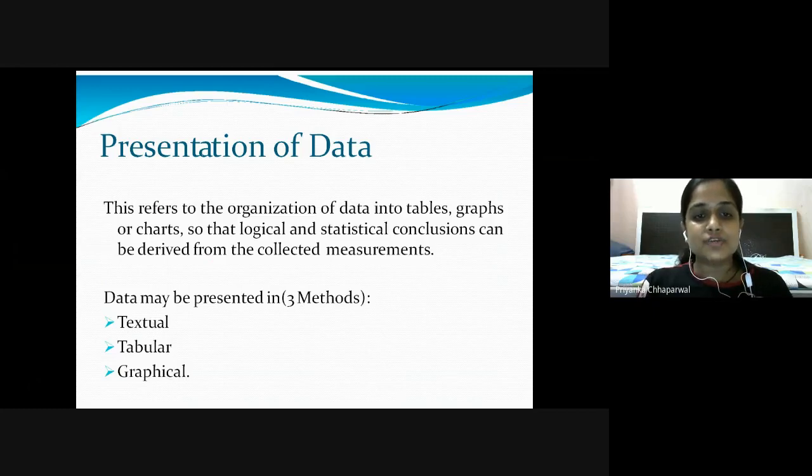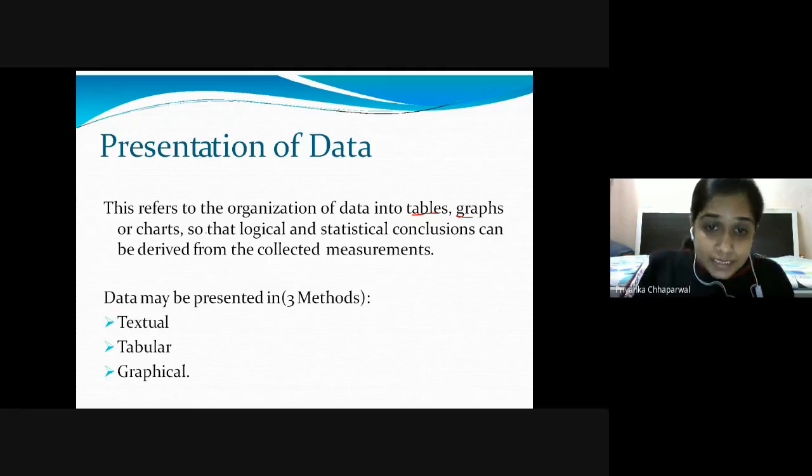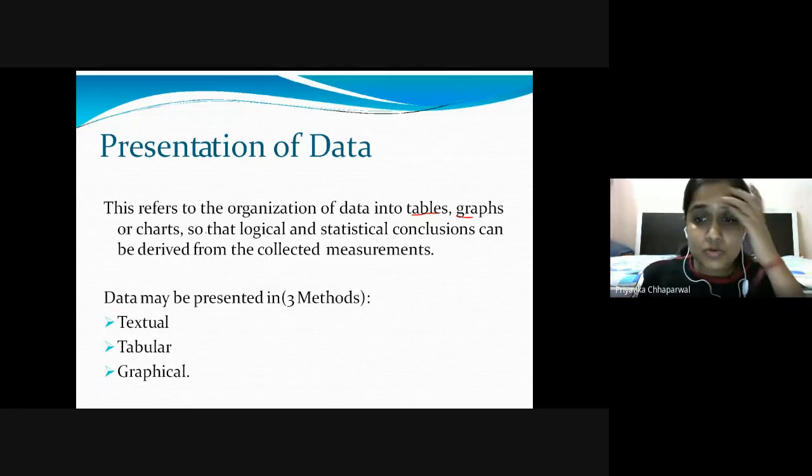So, presentation of data. We can present the data in table form. Whatever data we have, we can present in table form, maybe graph, maybe charts, so that logical and statistical conclusions can be derived from the collected measurements.